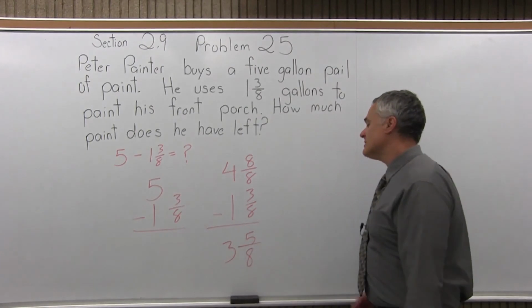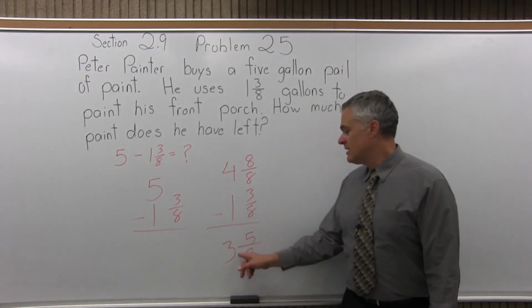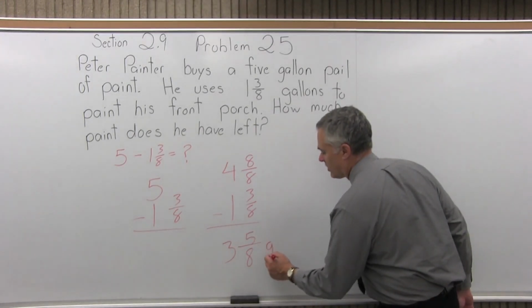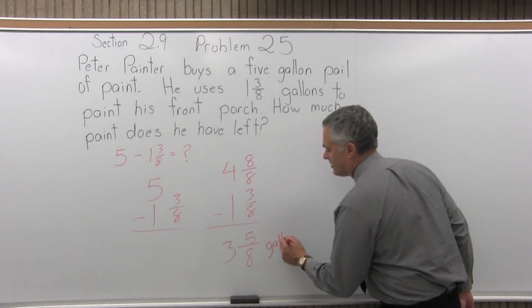So how much paint does Peter have left in his pail of paint? Is 3 5/8 gallons of paint. And since this is an application problem, it doesn't hurt to write our units of measure.